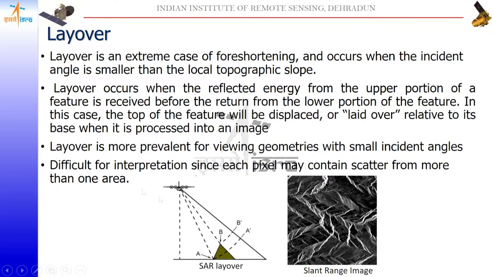That means in layover, the reflected energy from the upper portion of a feature is received before the return from the lower portion of the feature. In this case, the top of the feature will be displaced or laid over relative to its base when it is processed into an image. So it is laid over towards the radar sensor.